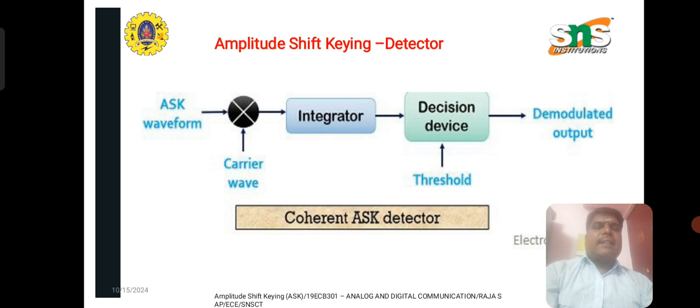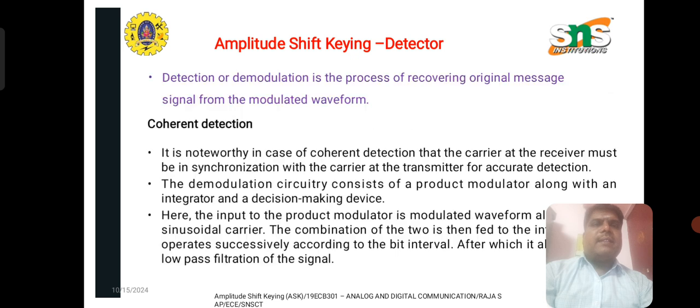So this is the detector and demodulation of ASK. If you see the figure, the transmitted ASK waveform is given to a product modulator, where the product modulator gets another input of carrier wave. Both are multiplied and the output is given to the integrator. The integrated output is given to the decision device, where some threshold condition is applied. Finally, the decision device will produce the demodulated output. Now we are going to see the detailed explanation.